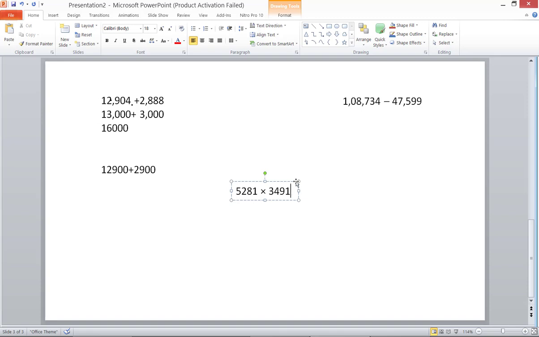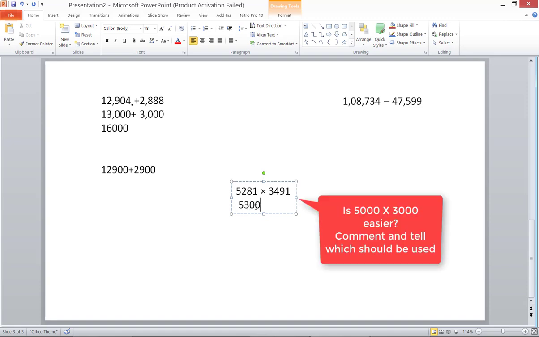Here, if you want to do the approximation, how will the calculations become easy? If I round it off to this place, the calculation becomes easy. Over here also I can round off to this place. So what will I say? I will say 5300, because I am rounding off to the hundreds place, so I'll look at the tens value here. Over here also the same thing, so this will become 3500. Now this calculation is very easy and I can do it.